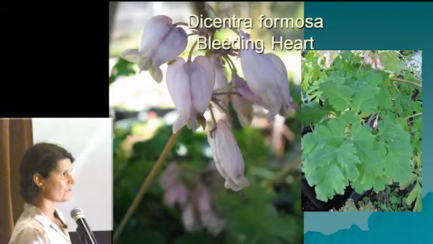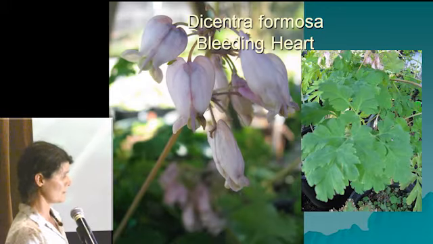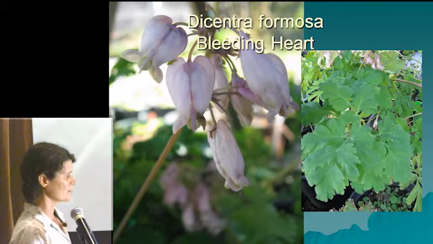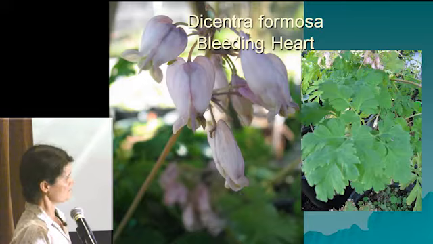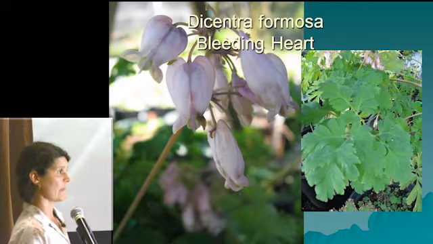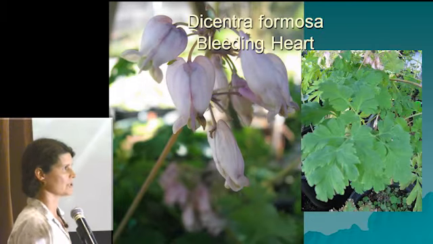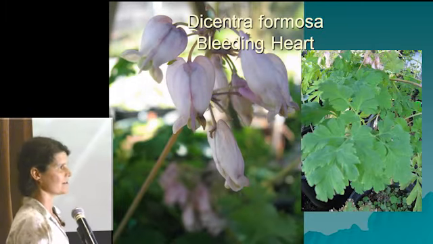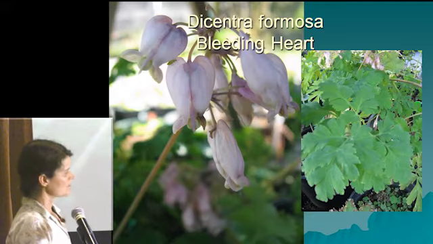And then Dicentra formosa, the bleeding heart, another deciduous perennial, comes up in the early spring, even maybe late winter, depending on the year. I see this a lot on the sides of banks near creeks that are seasonal, and just a really delicate show of pink flowers and nice foliage.